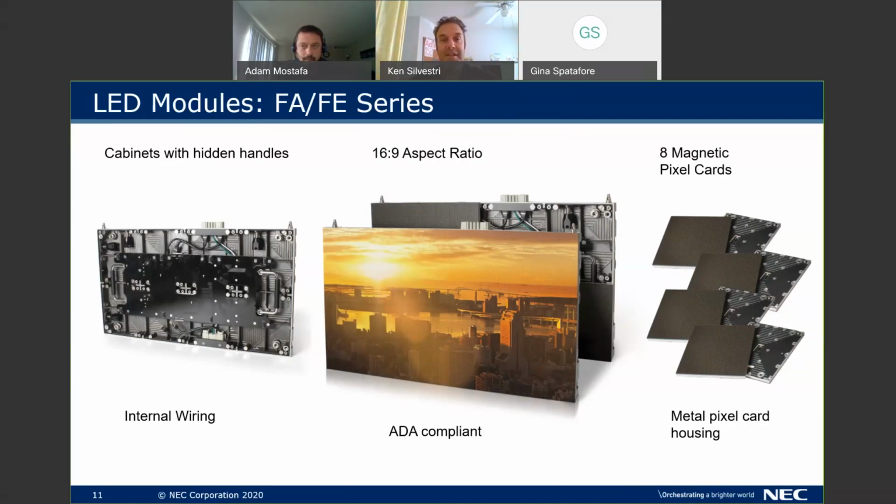All our FA and FE series modules are 16:9 aspect ratio. So as long as you keep the number of modules wide the same as the number in height, you will maintain the 16:9 aspect ratio regardless of the pixel pitch or the overall resolution. There are 8 magnetic pixel cards per module, with the exception of our 2.5, which is 4.